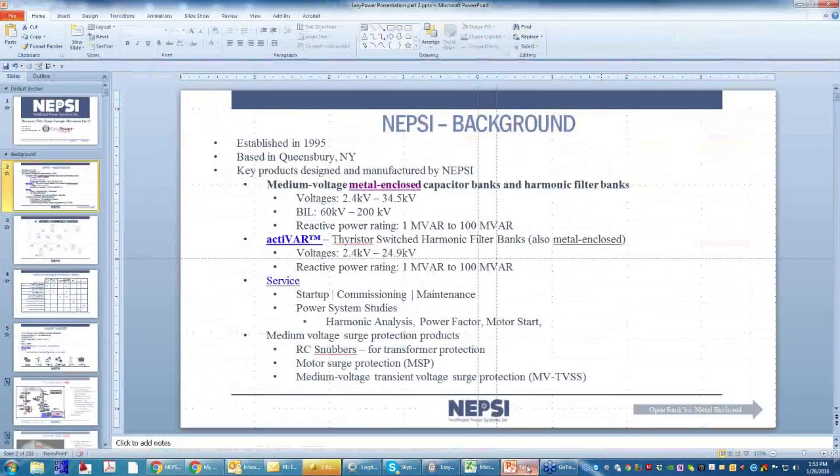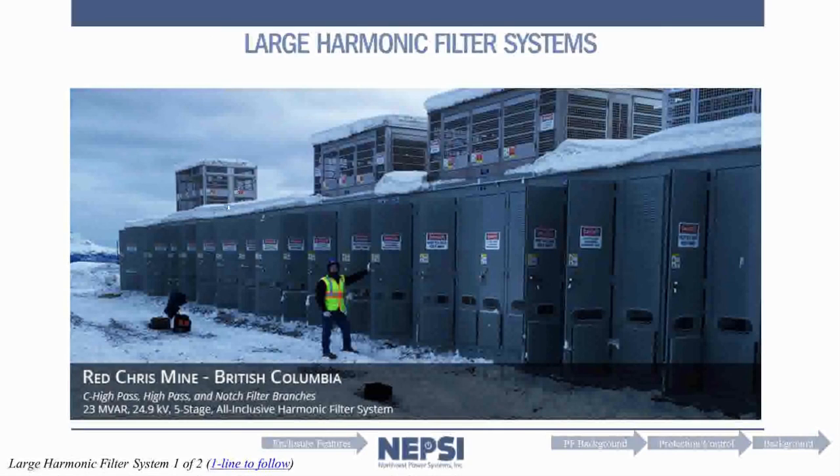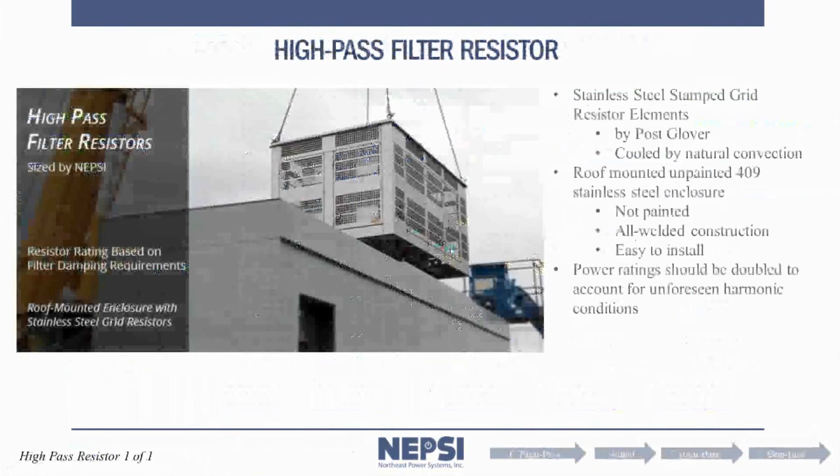And let me just show you real quickly. So this is a picture of the high pass resistors up on top. Typically high pass resistors are a stainless steel grid resistor, and they do not require cooling fans. They're usually in a very highly ventilated area, and it's a grid style resistor. And this shows one being dropped in place on top of an enclosure here.